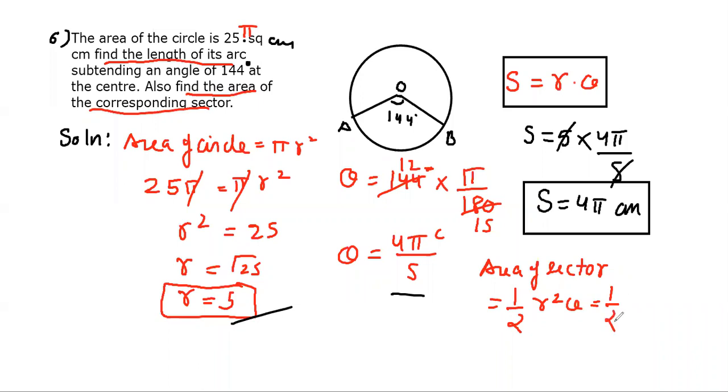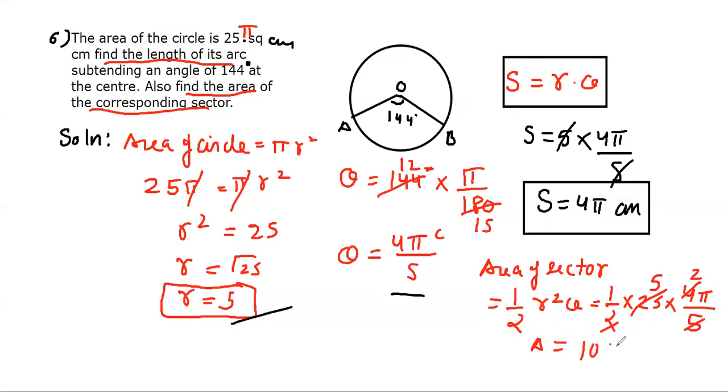Half into r square. So what is r square? R is 5. 5 square is 25. I can directly write down 25 into theta. Theta is 4 pi upon 5. But I can cancel this. 5 5s are 25. Now what is remaining with me? Area of sector is equal to 5 into 4. I can also cancel this, 2 2s are 4. Now what is remaining? 5 2s are 10 and pi. That's it.